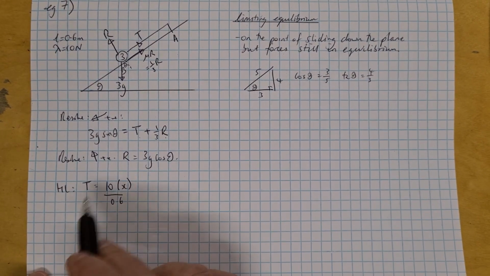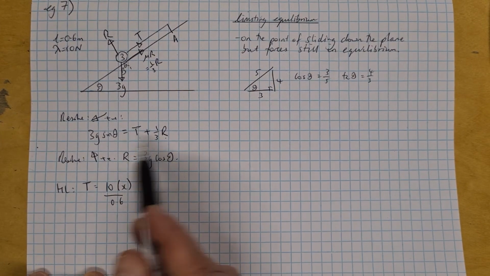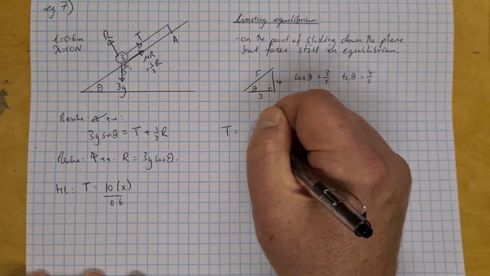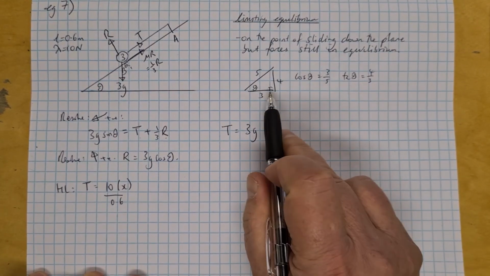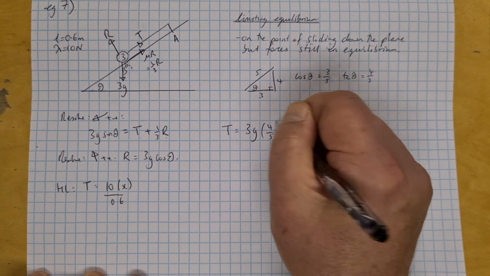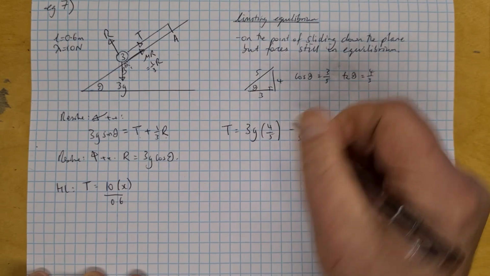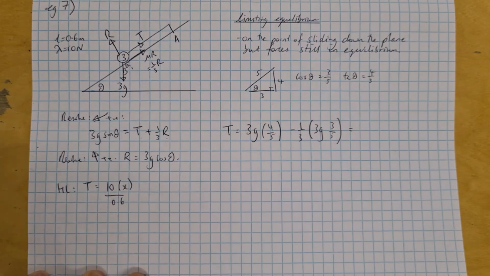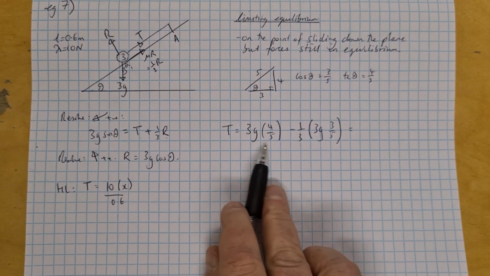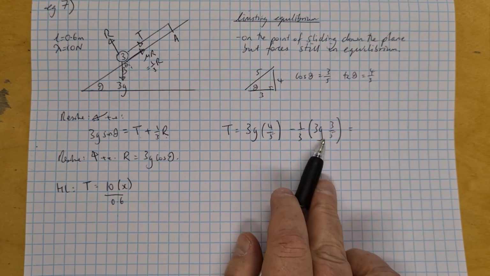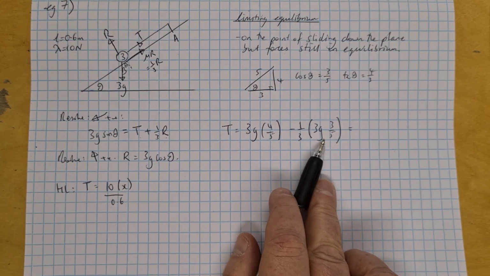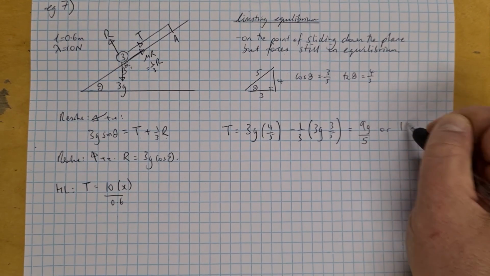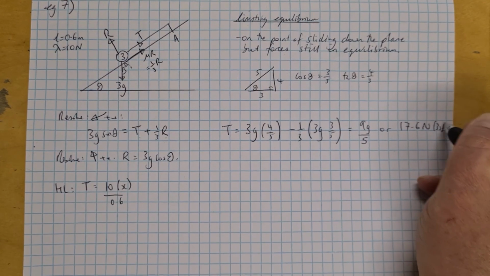So again, it doesn't matter which order you do it in. We also need to find the tension in the string, so we could do that straight away, I guess, first of all. So in fact, we'll do that first. So the tension is going to equal 3g sine theta, which we were told was 4/5, minus 1/3 of R, which we know is 3g times the cos of theta. And if we put those together, we've got 12g over 5 minus 9g over 15, which is going to give us a value of T as 9g over 5, or 17.6 newtons to 3 significant figures.